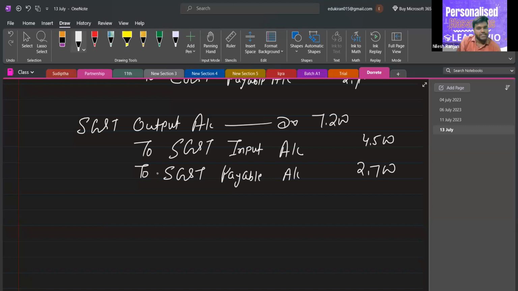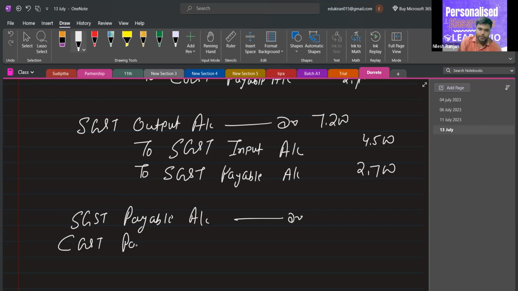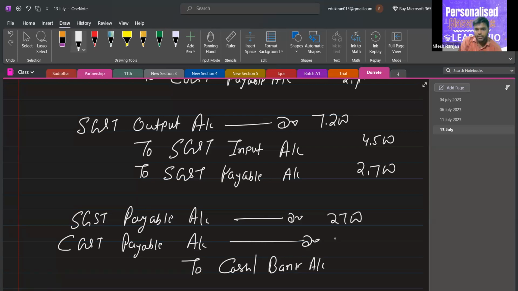So after deciding the amount payable, you have to pay this amount to the government. So SGST payable is 2,700. And also CGST payable is the same amount. So CGST payable account debit to cash or bank account. So 2,700, 2,700 and 5,400. Is this clear?